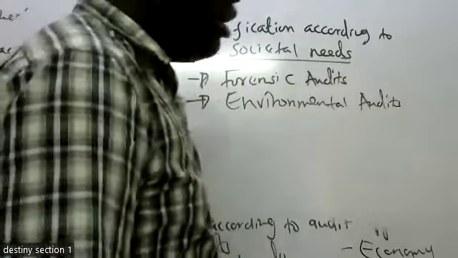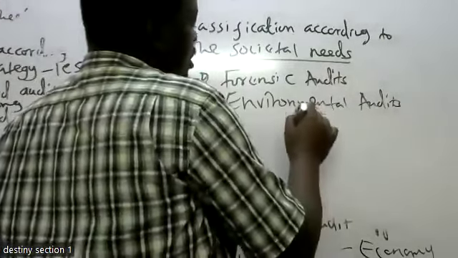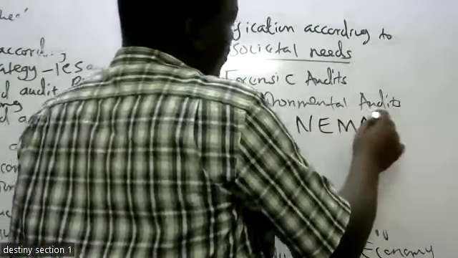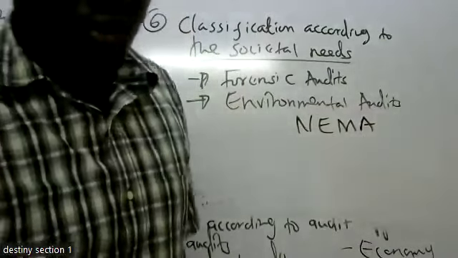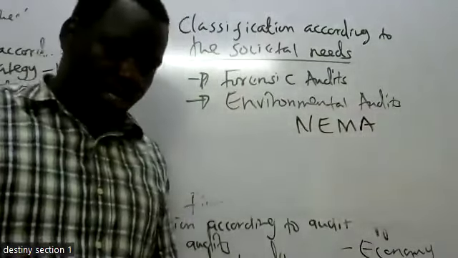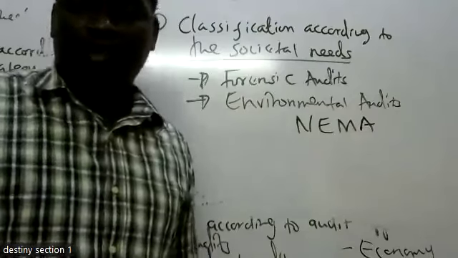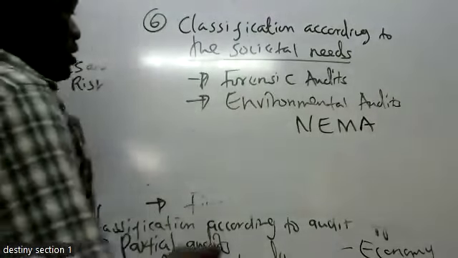Now, in Kenya, the main primary user of environmental audit reports is NEMA, the National Environmental Management Authority, which will demand an audit of the firm to check whether they are complying with the various environmental laws and regulations put in place.